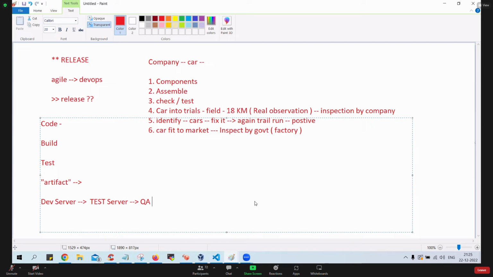QA team will work on it. QA team will go to the QA server. It is deployed on the QA server. Now the QA team will go ahead and check if everything is fine. If they are satisfied, then it will go on to the perf servers, performance servers. They'll check whether the product is working as per expectation.